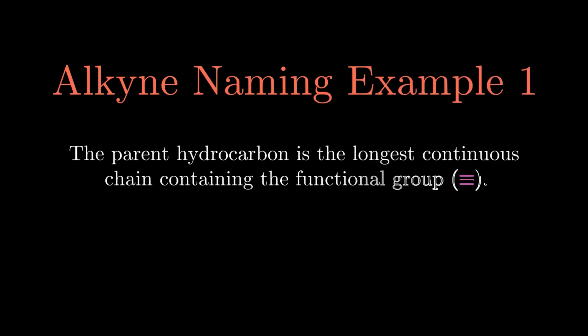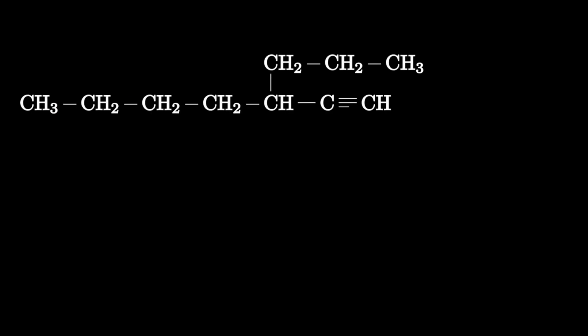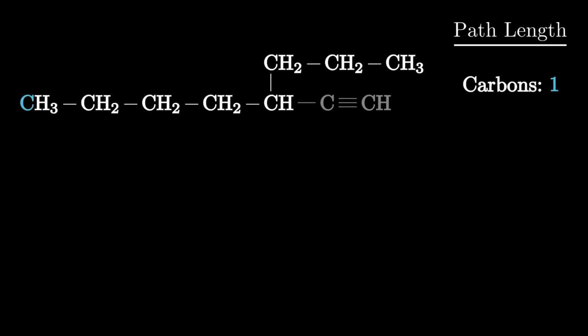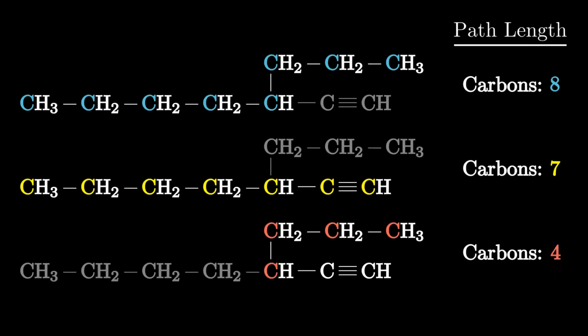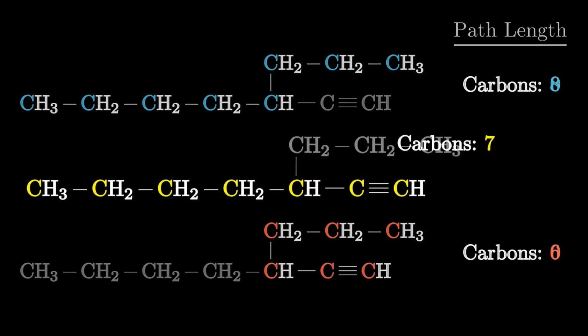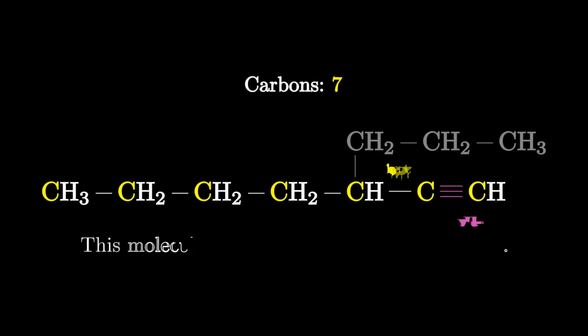As we saw with the alkenes, we are looking for the location of our functional group, in this case the triple bond. The first path, which is the longest possible, does not contain our triple bond. The next path, which is slightly smaller, does contain our triple bond and is 7 carbons long. The third path also contains our triple bond, but it is only 6 carbons. We pick the longest path, which means the parent hydrocarbon in this case will be heptyne.